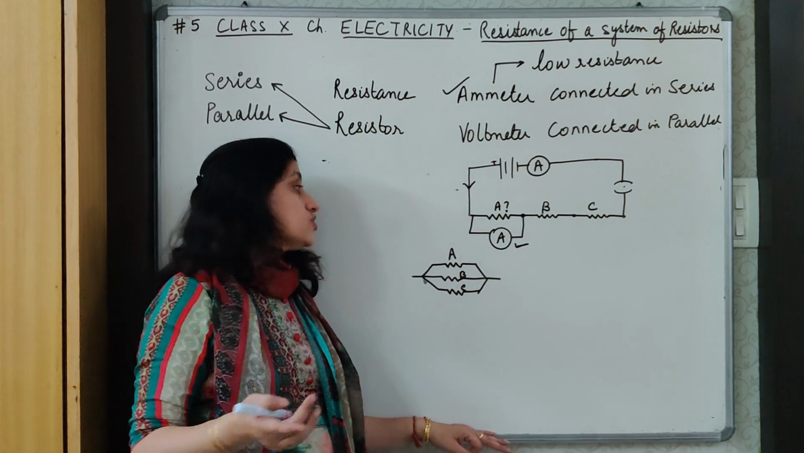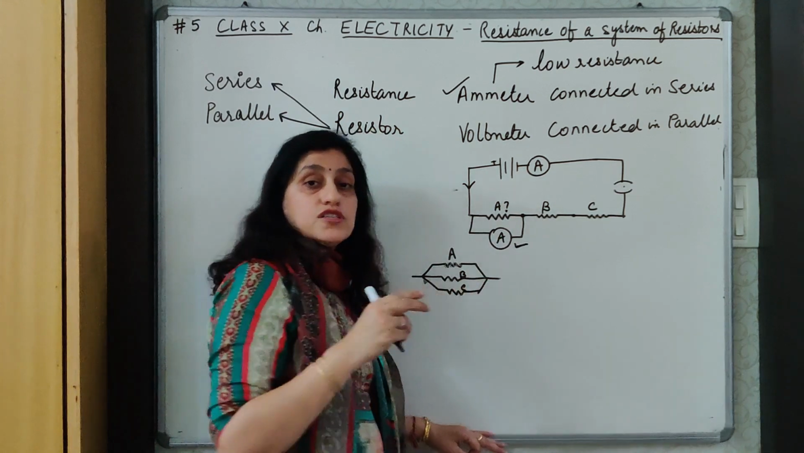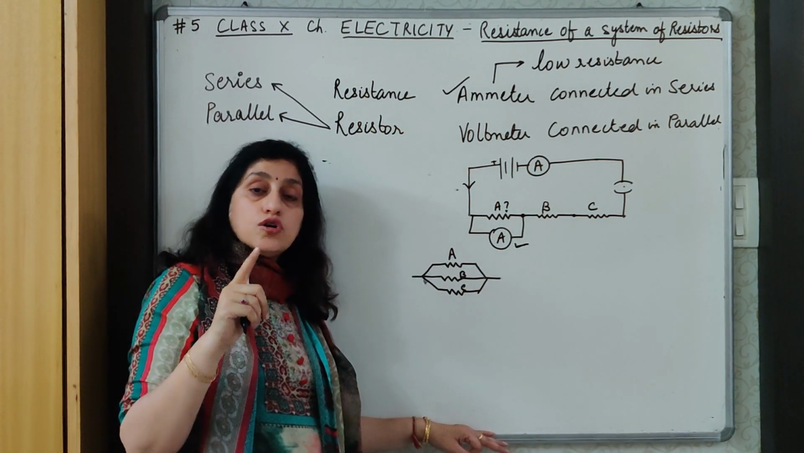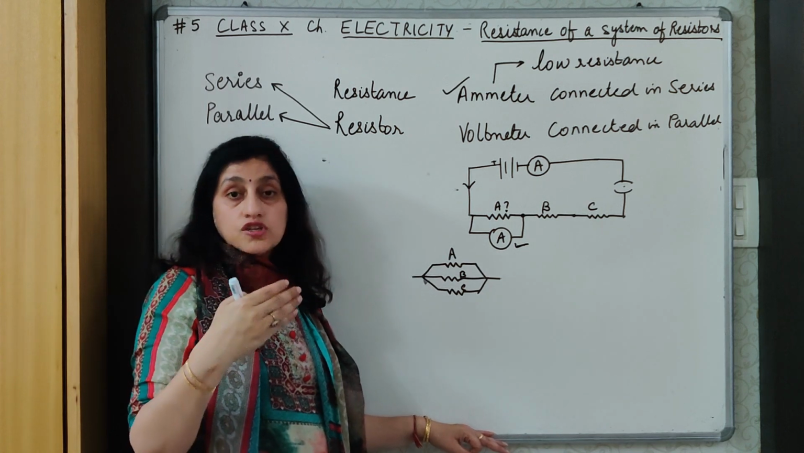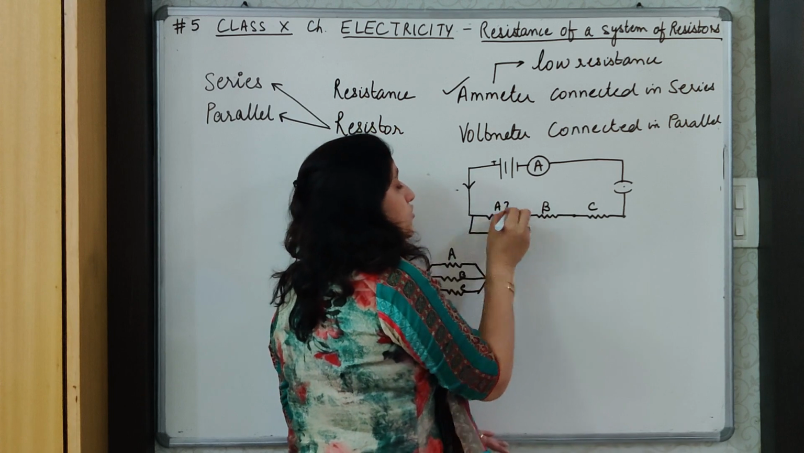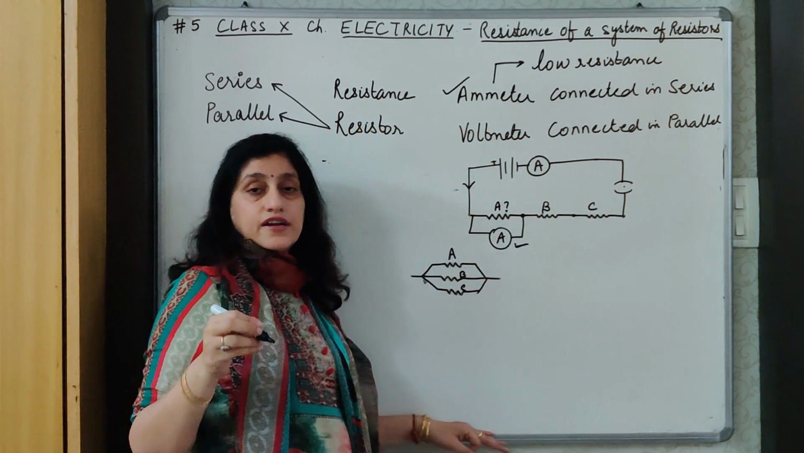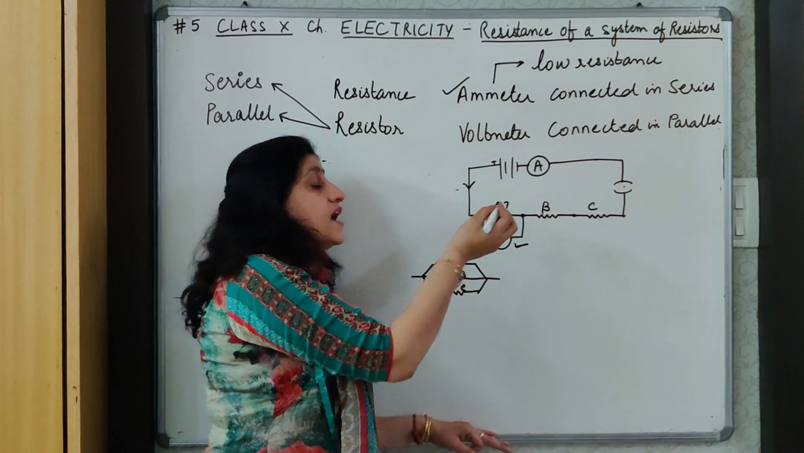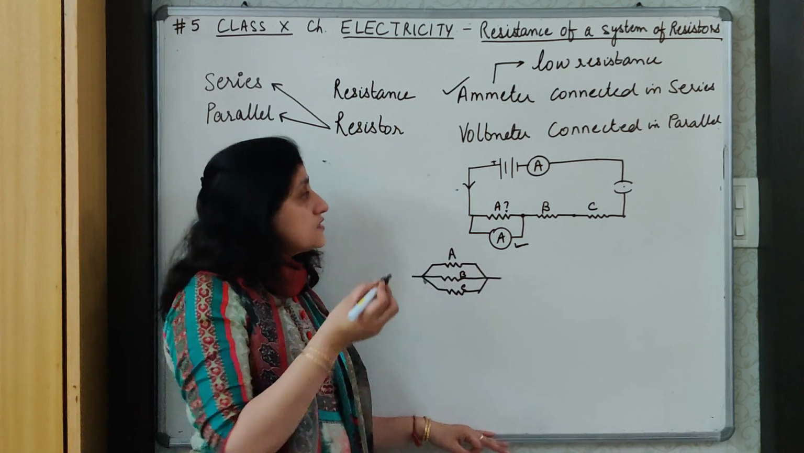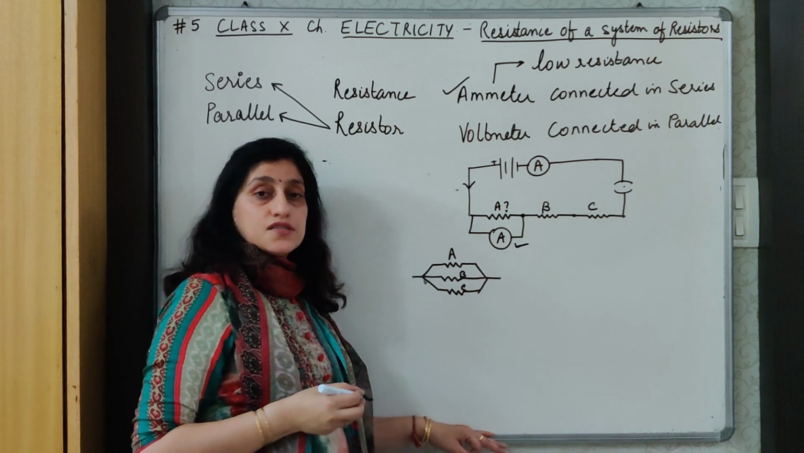Same way, current also tries to flow through a path which does not obstruct it. So an ammeter, being low resistance, does not offer restriction to the flow of current. So the major current begins to flow through this, and no current, or very little current, will flow through the resistor A, and hence our experiment will not be correct. So this is the reason for connecting the ammeter in series.